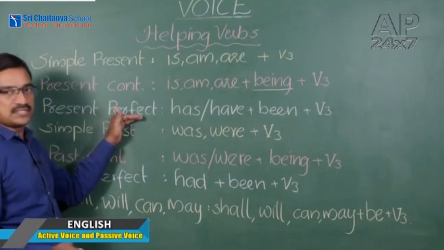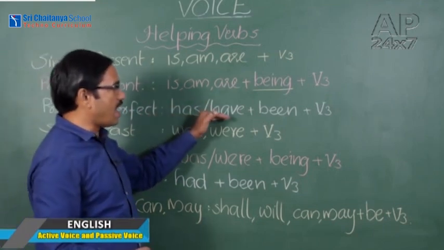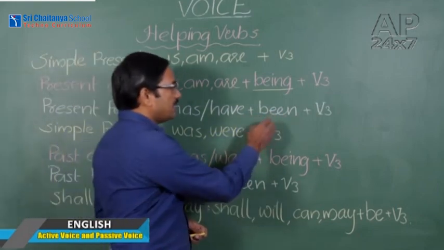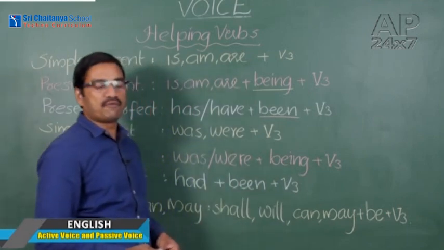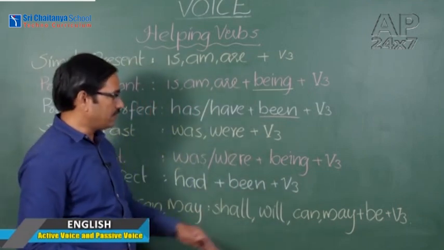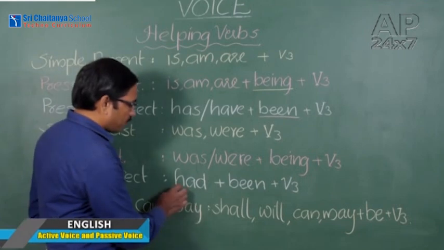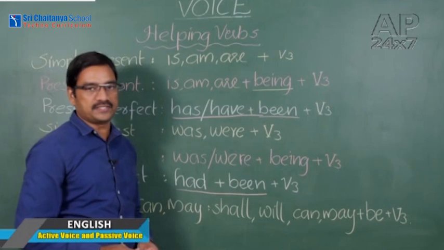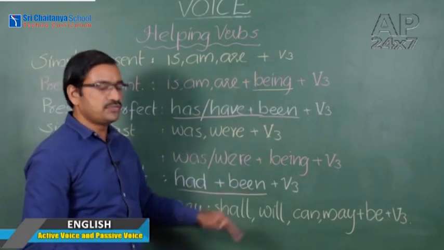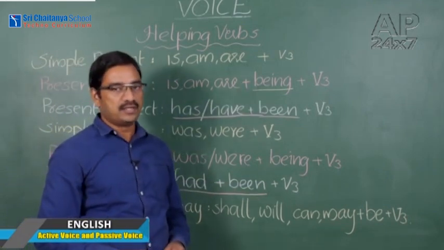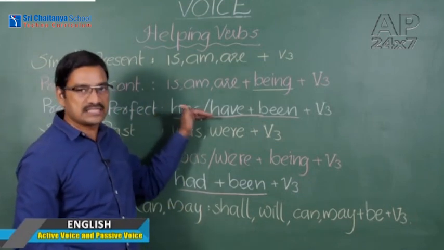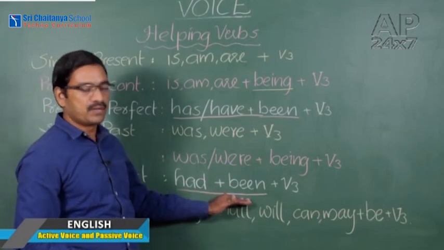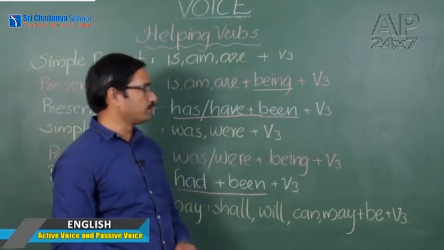Present perfect tenses, we take has or have along with been. So this particular word been is used only for perfect tenses. We can see also the same been used for past perfect. So past perfect and present perfect, we use been to change the active into passive voice. In present perfect, we use has, have, been. In past perfect, we use had been. Obviously, verb is in the V3 form.